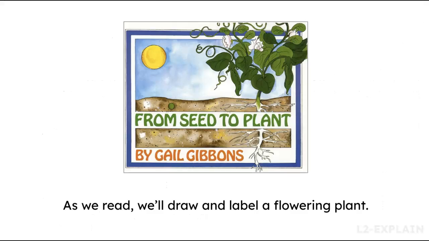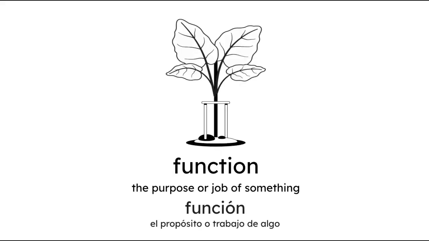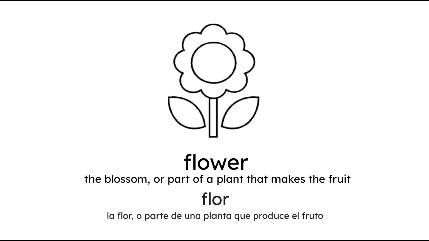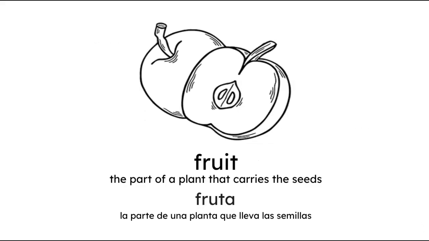In the Elaborate, you'll read Part 2 of From Seed to Plant. As you read, you'll draw and label a flowering plant on a piece of chart paper. You'll also post and discuss the structure, function, root, stem, leaf, and flower vocabulary cards. You'll then show students the plant parts student journal page and tell them that the fruit is the structure of the plant that carries the seeds.